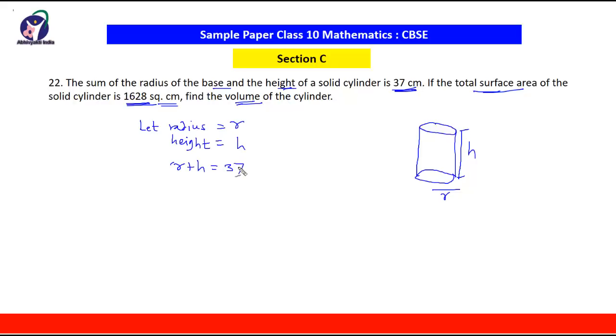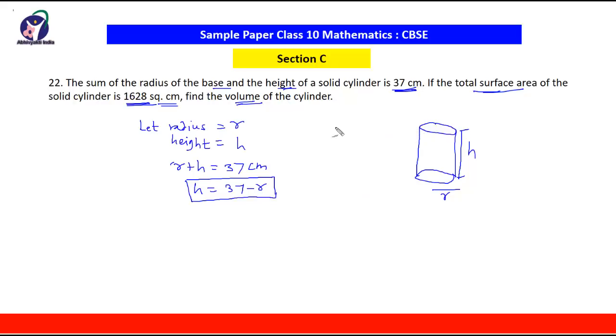It is given that the radius and height both have a sum of 37 centimeter. So r plus h is equal to 37. Therefore h is equal to 37 minus r. If you shift r to the other side, then you will get h is equal to 37 minus r. Highlight this part, because one part you have solved. This is the first step.